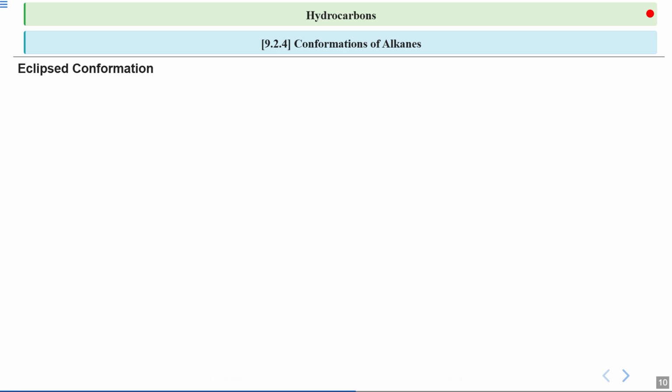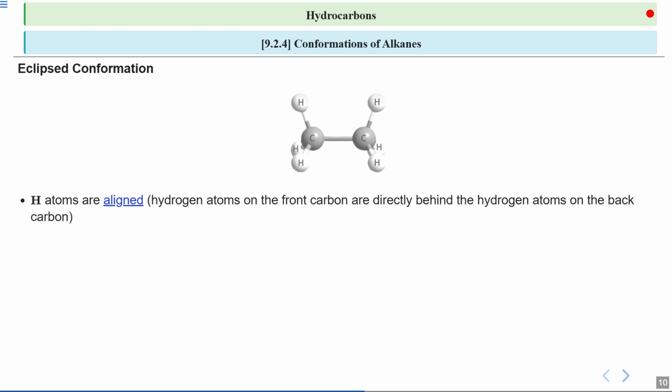So let us start our discussion with the eclipsed conformation of the hydrocarbon. Here we see an image that represents the eclipsed conformation. This will help you understand how the atoms are positioned in their conformation. You can see that the hydrogen atoms are aligned in such a way that they are in front of each other. This means the hydrogen atoms on the front carbon are directly behind those on the back carbon. This is the key feature of the eclipsed conformation.